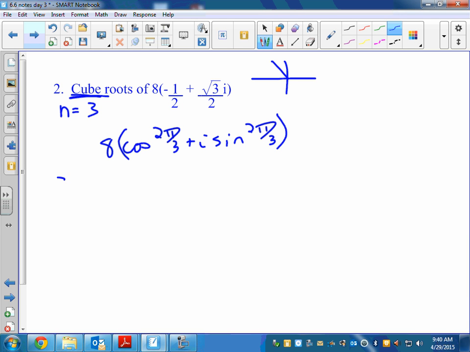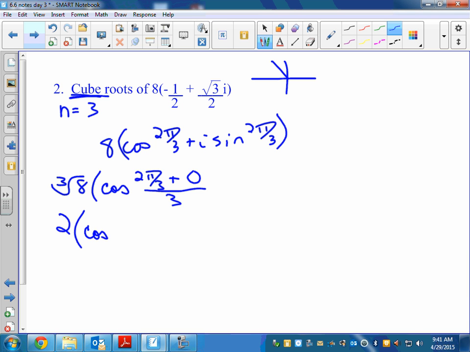So I'm going to do the cube root of 8 times the cosine of 2 pi thirds plus k times 0, over n, which is now 3. And again, I don't rewrite the arithmetic, because why do I need to rewrite it when I'm just going to rewrite it underneath? It works out really nice that the cube root of 8 is 2.